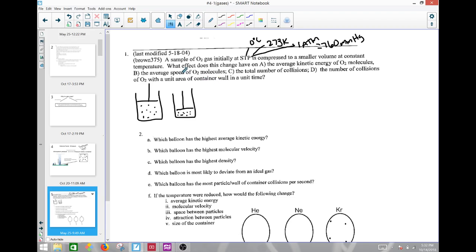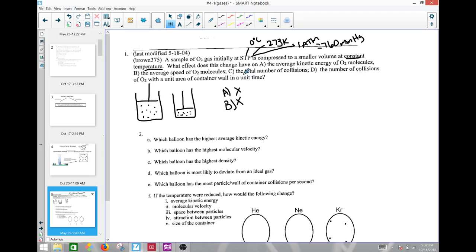It says at a constant temperature. That's an important factor right there. The temperature does not increase. What effect does this have on the following? First of all, average kinetic energy is, well, that's temperature. So no effect. It's just like asking how this change will affect the temperature. B, average speed of O2 molecules. Since we're not changing the temperature, we're not changing the speed of the particles.